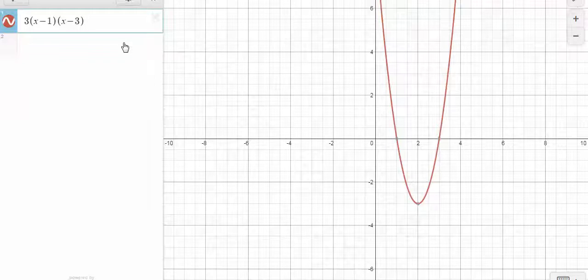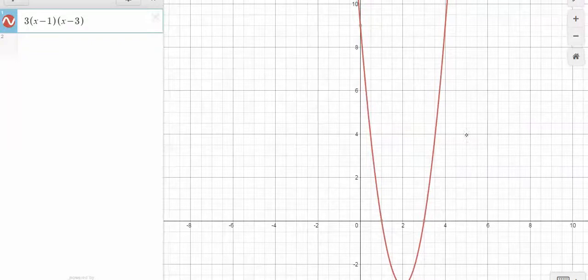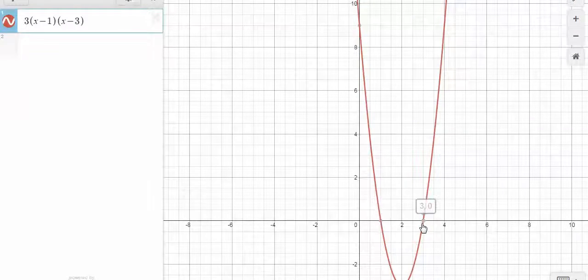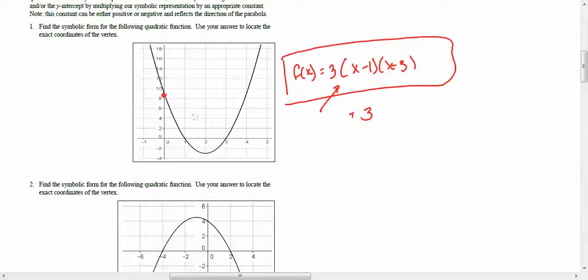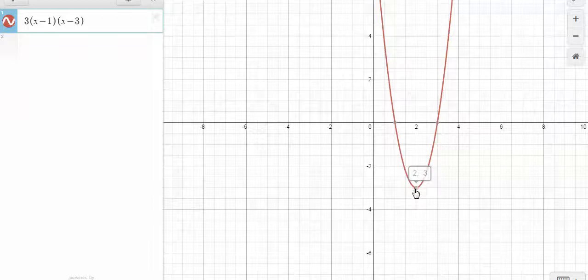Alright, good. So let's check to see if this graph meets our criteria. It crosses here at 1, 0, it crosses here at 3, 0, and it crosses over here at 0, 9. Well, that's exactly what's going on. We can even take a stab at where we think the vertex is. This isn't a part of it, but let's see if the graph confirms what our eyes see. This crosses over here at 2, negative 3 about. And if you go over here, that's 2, negative 3. Looks like we're good.